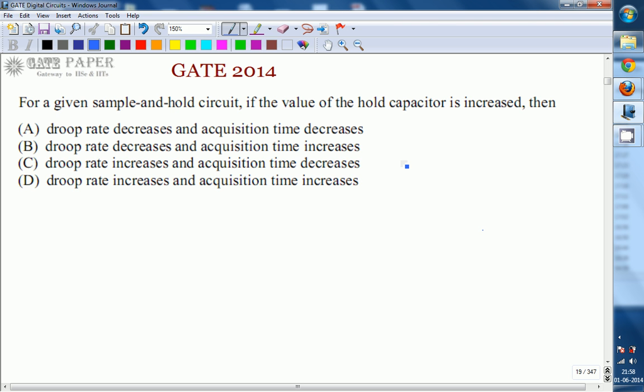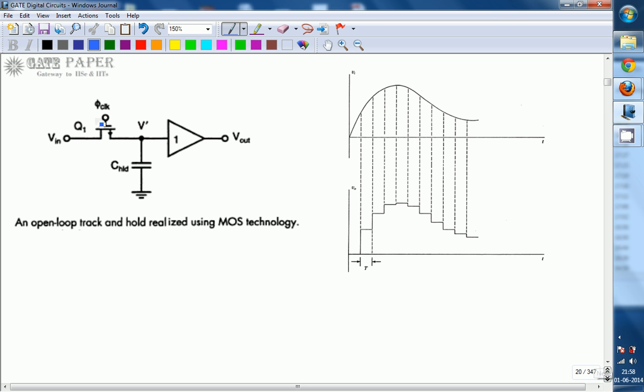Okay, so first we will see a simple sample and hold circuit and its operation. Then we will see what is meant by acquisition time and droop rate. From that we are going to finalize the answer for this one. Okay, so look at this circuit. This is a simple sample and hold circuit.